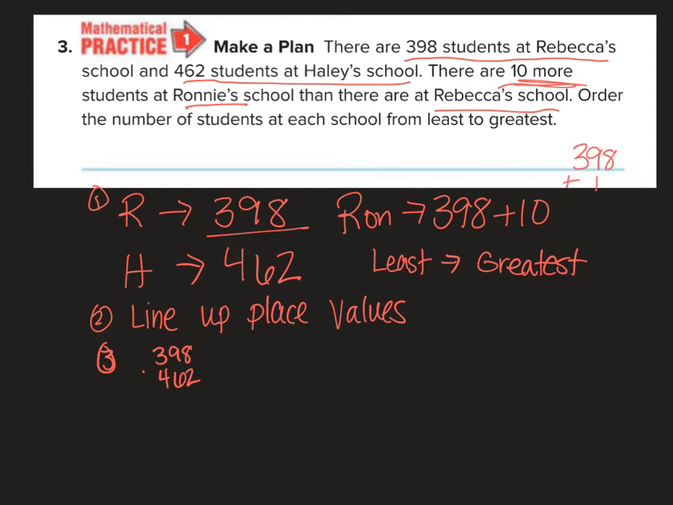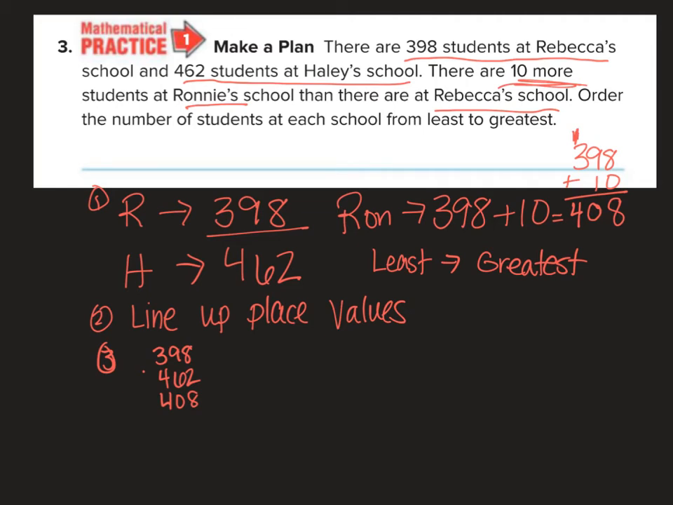398 plus 10. 8 plus 0 is 8. 9 plus 1 is 10, so I need to regroup. I have 10 tens, which makes 100, right? So I have to give the hundreds place 1. And then I have to do 1 plus 3 is 4. So that means the last one has 408 students. And that would be Ronnie. So Ronnie is 408. So look at that, that kind of worked out well.